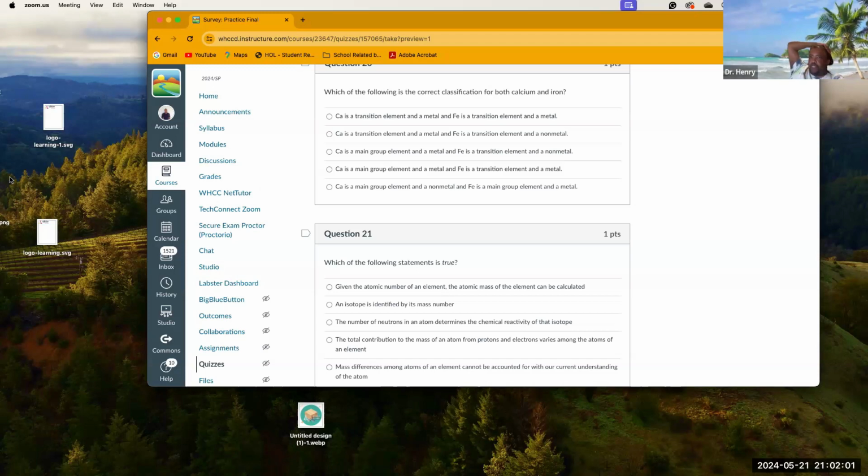So that's right. It is D as in donkey. So we know that calcium is a main group because it's in group 2. And then it's also a metal. And then we know that iron is a transition element and a metal.